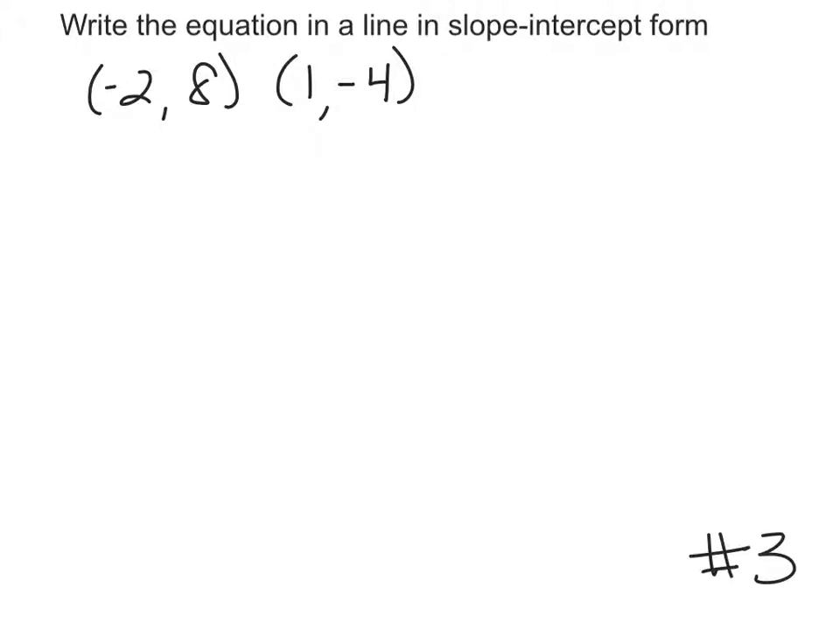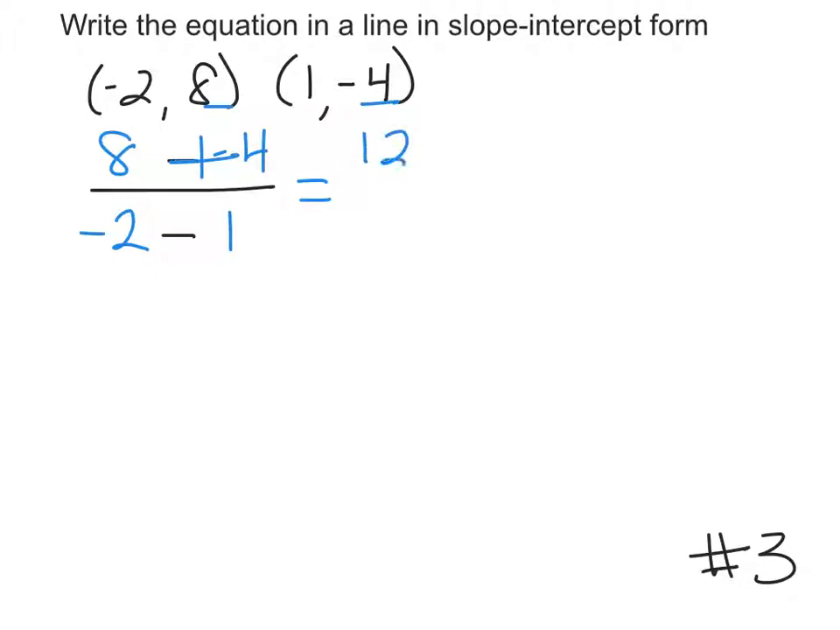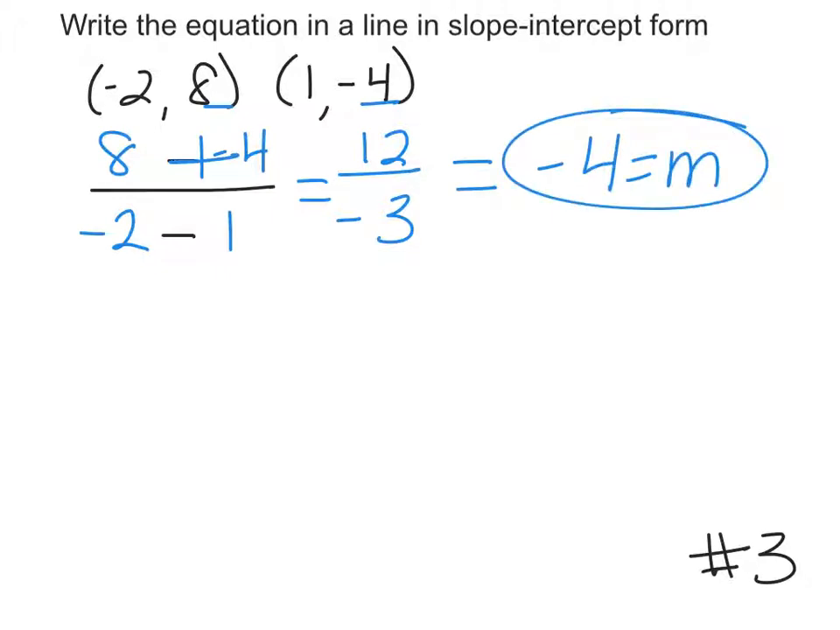So the first thing I'm going to do is find the slope. I always underline the y's. Y goes on top and x goes on the bottom. So on the top, I have 12. On the bottom, I have -3. Therefore, I have a slope of -4.